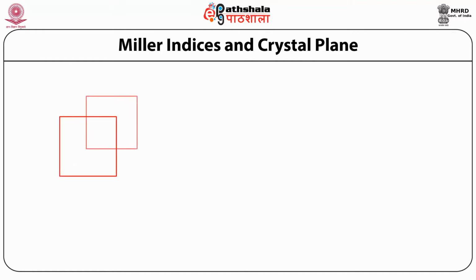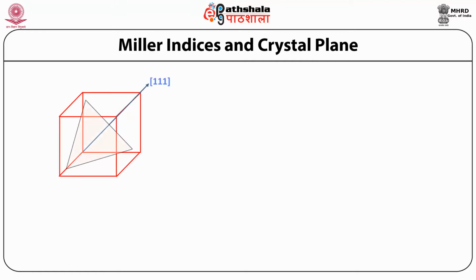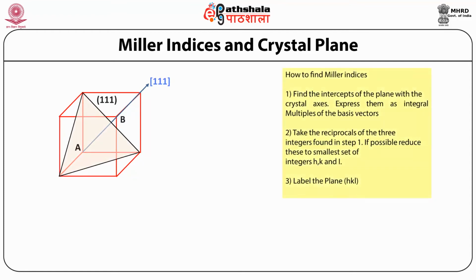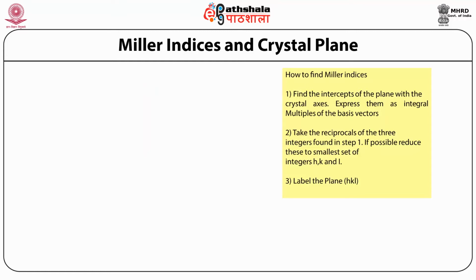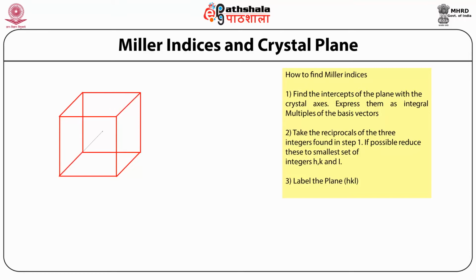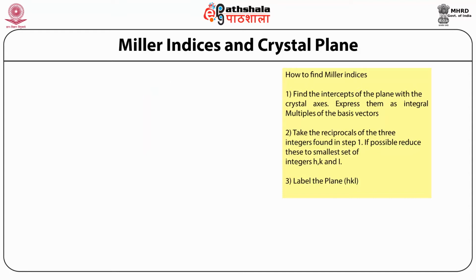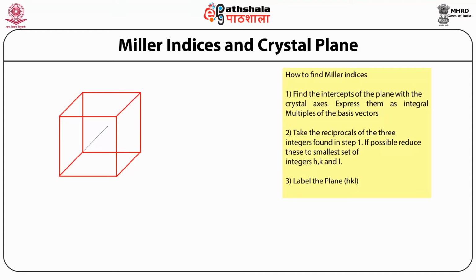So let us find the procedure for calculating the Miller indices. How to find the Miller indices? The first step is to find the intercepts of the plane with the crystal axes and express them as integral multiples of basis vectors. The next step is to take the reciprocals of the three integers found in step 1 and, if possible, reduce these to the smallest set of integers, that is h, k and l. Now label the plane with (hkl) in curved brackets.